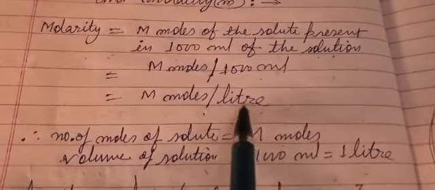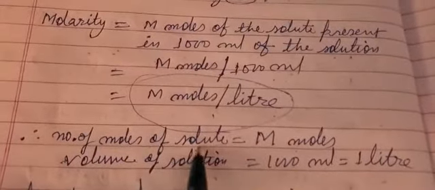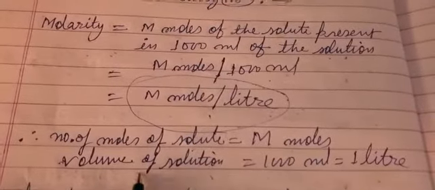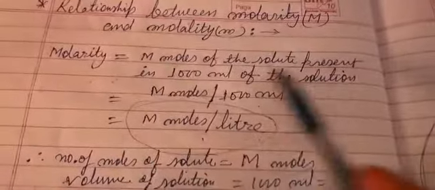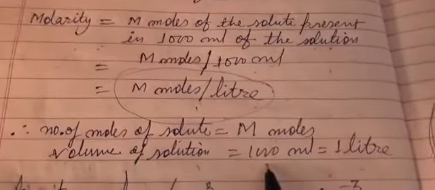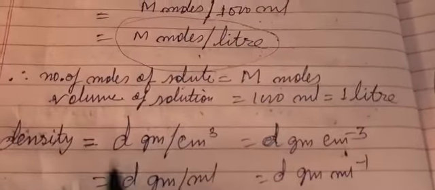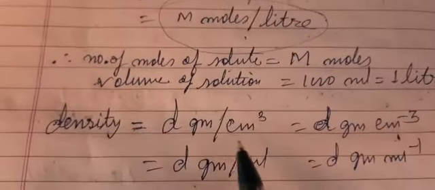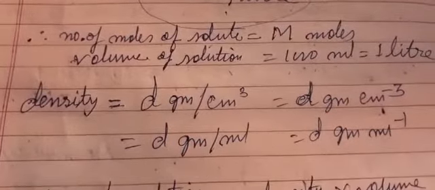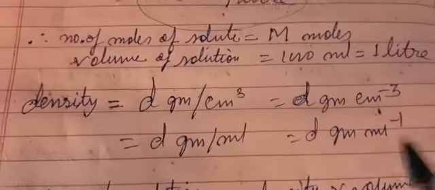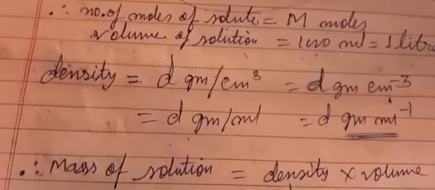And the volume of the solution is how much? 1000 ml, or 1 liter. From the molarity we are getting these two pieces of information: the number of moles of the solute, M moles, and the volume of the solution, 1000 ml. I have written this information, and density is given as d gram per centimeter cube, which is d gram per ml. Centimeter cube is written as ml. So finally you have got the density, d gram per ml.